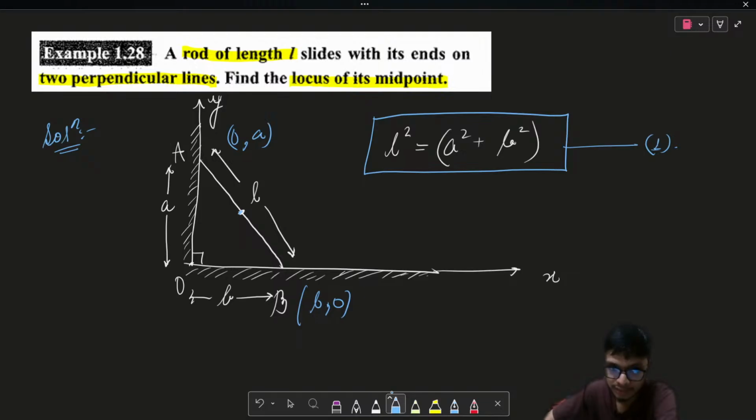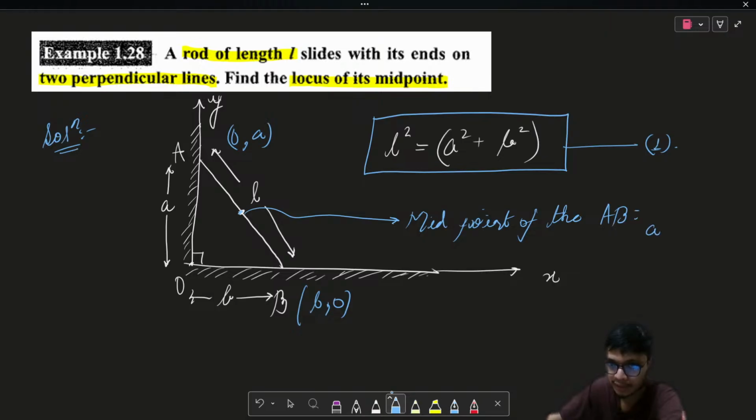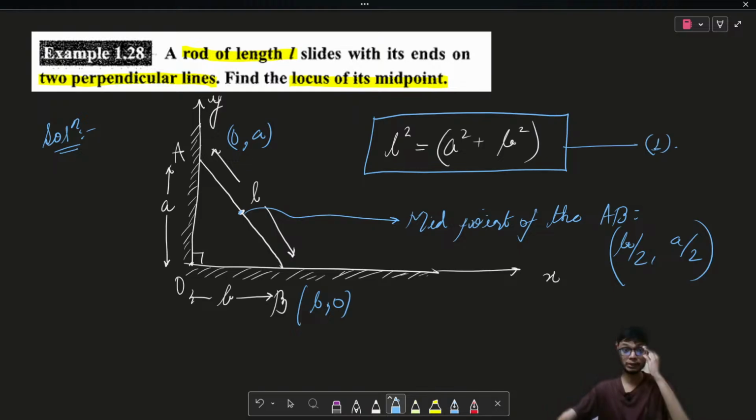So by considering this, the midpoint of the line AB is going to be B by 2 comma A by 2, right? This is the midpoint, right? By using the section formula, you can easily obtain this by dividing it in the ratio of 1:1. So we will get B by 2 comma A by 2.